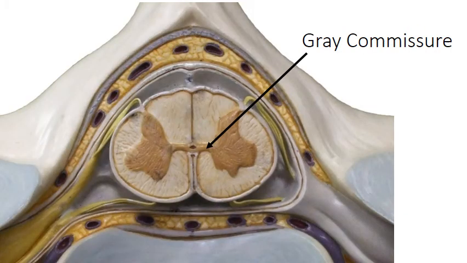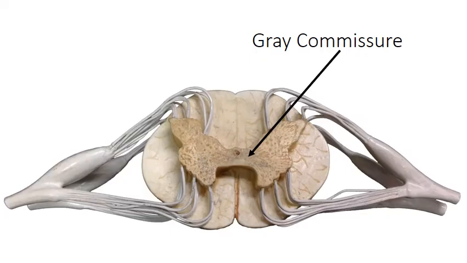The crossbar or connection from right to left side of the cord is called the gray commissure. And on this particular shot, the gray commissure is this area here. It's a little bit thicker on this model than it is on the other one.